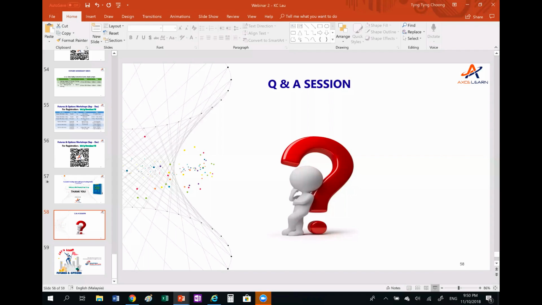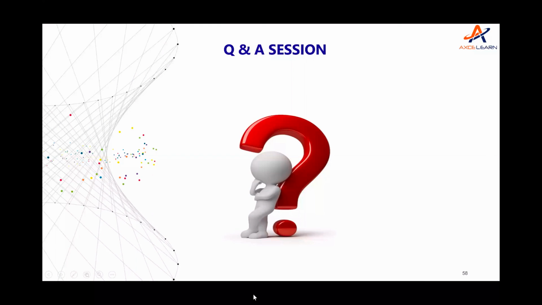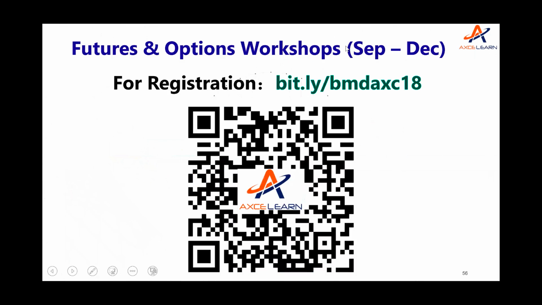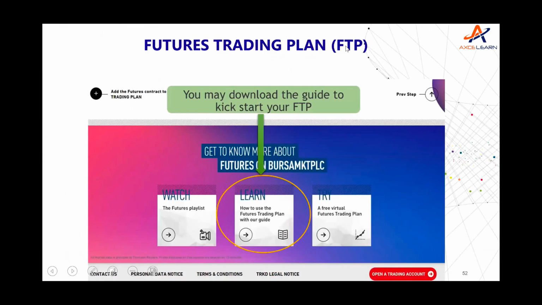Okay, great. So next question is where do I download the FTP guide? I think the one that you showed us just now. Yeah. The previous screen, where can you download it? This is where you can download. For those who want it, you can screenshot this and start to download. That means you just need to click on the FTP, the bursamarketplace.com, and try to search for this icon, learn how to use the futures trading plan with our guide. Then you can start to download.